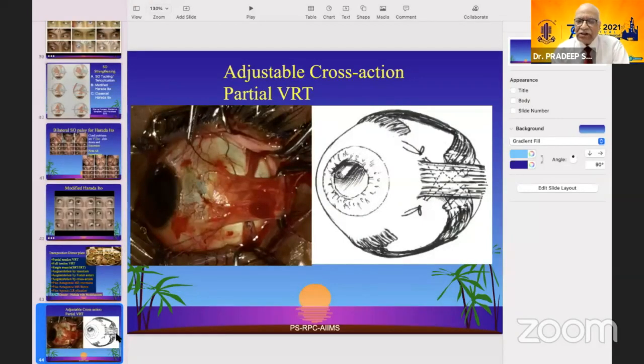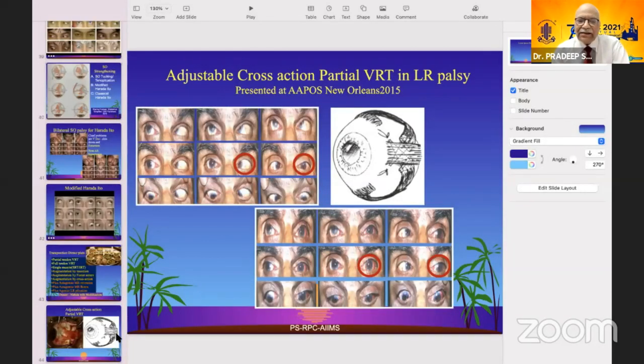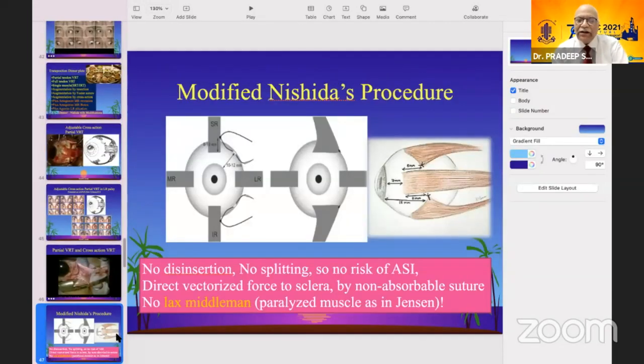So these are several procedures. I'll just show you a schematic diagram of the partial VRT. And this is a very effective procedure. It corrects the marked esotropias in addition to the MR recession, which has been done in this case, and gives you a very good abduction, as you can see. Because we are using a partial VRT, we have control on the vertical deviations and also the torsions, which do occur. Even though Dr. Hunter's group may say that it is very little, in the later publications they have admitted that it is there. So one can do that.